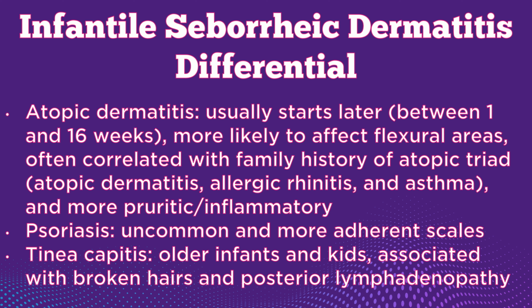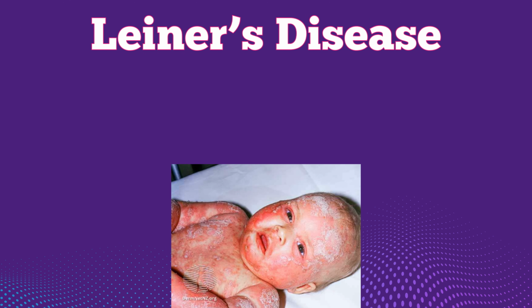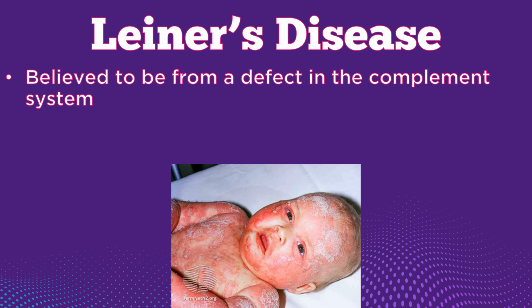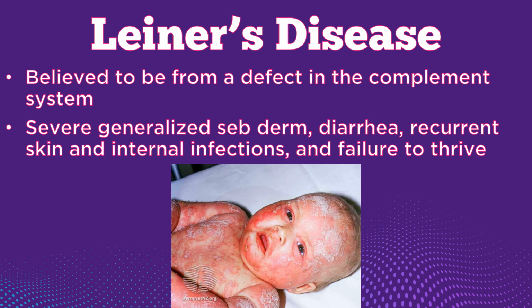Another PIM question that I've had is, what syndrome can be associated with extensive seborrheic dermatitis in an infant? This is a tough one, but the answer is Leiner's disease, spelled L-E-I-N-E-R. Leiner's disease, which we believe is caused by a defect in the complement system, presents with severe generalized Seb Derm, diarrhea, recurrent skin and internal infections, and failure to thrive.